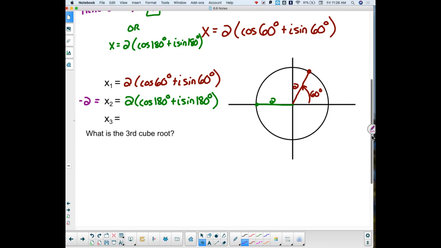Below the real axis, because we're in the complex plane, it would be somewhere in either quadrant 3 or quadrant 4, right?